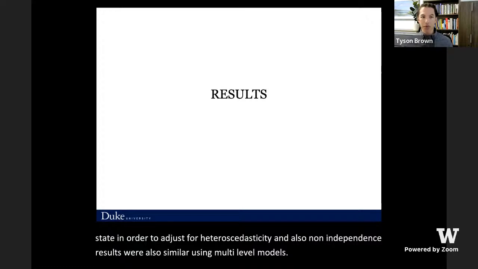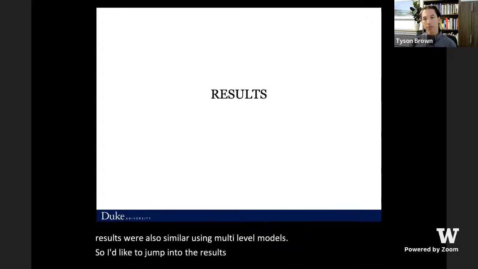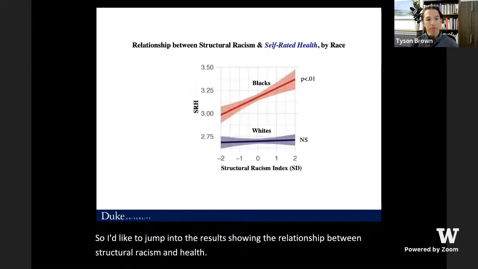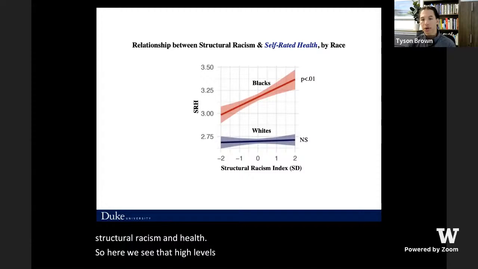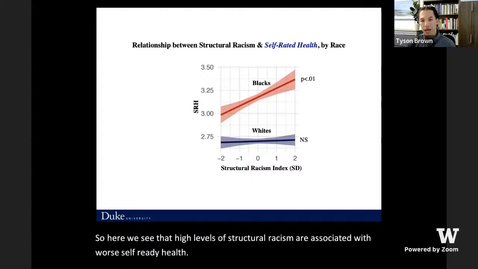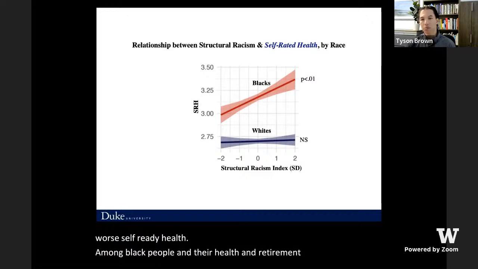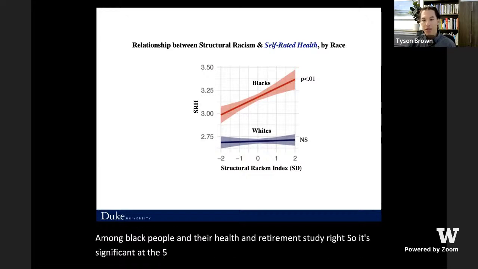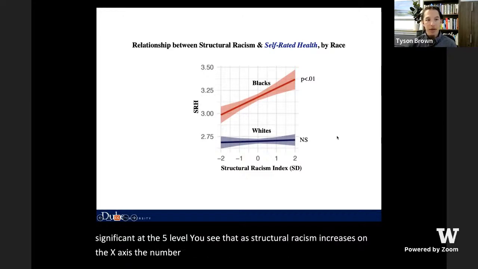So I'd like to jump into the results showing the relationship between structural racism and health. So here we see that higher levels of structural racism are associated with worse self-rated health among Black people in the Health and Retirement Study, right? So it's significant at the 0.05 level. You see that as structural racism increases on the x-axis, the value for self-rated health also increases, reflecting worse health, right?